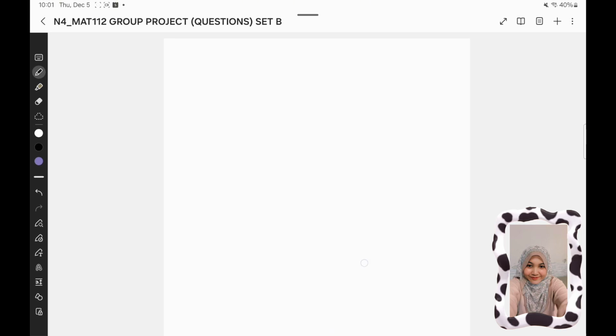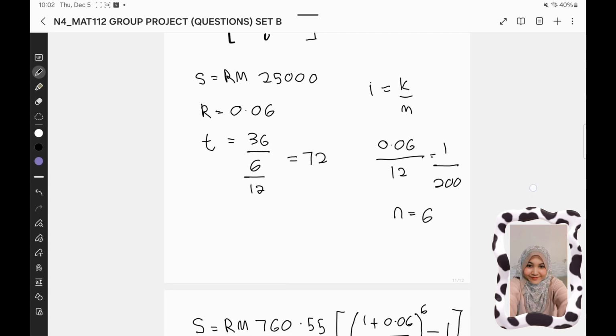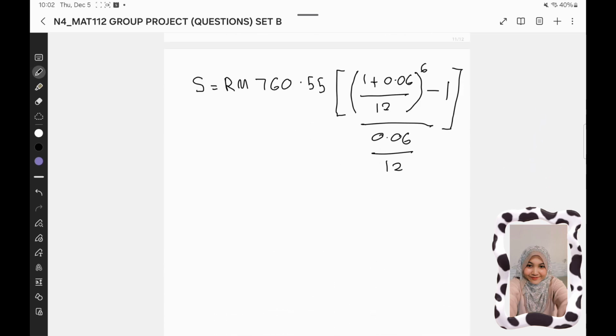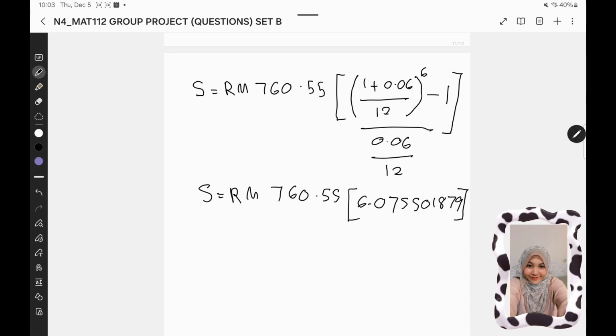Okay. After we fill in the values of S, R, and n, we settle the bracket first. So S equals RM 760.55 multiplied by the value in the bracket, 6.075501879. After we multiply the value, we will get the final answer, which is RM 4,620.72.